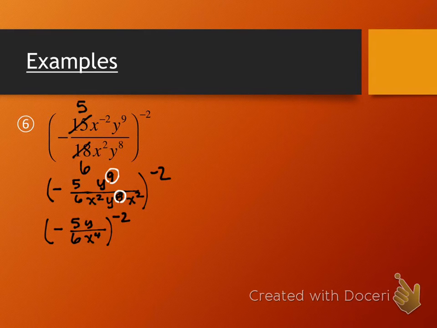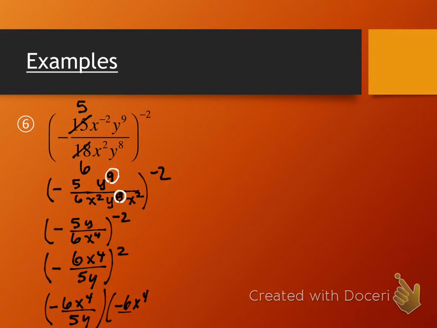There's a negative 2 exponent, so the fact that it's negative could flip the fraction and become positive. So I'm going to write it that way next. Now I have still the negative at the beginning, 6x to the 4th over 5y, but now it's to the positive 2 because I flipped the fraction to get rid of the negative exponent. And just as a reminder, what this really means is negative 6x to the 4th over 5y times negative 6x to the 4th over 5y.